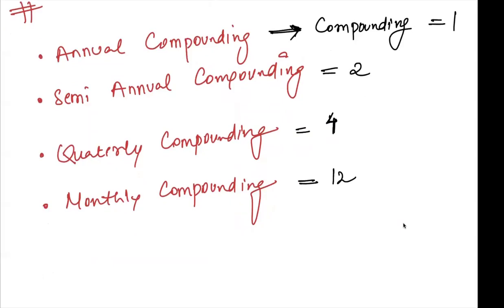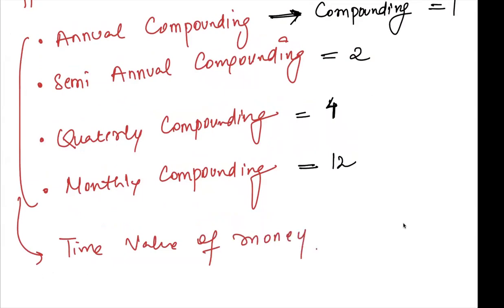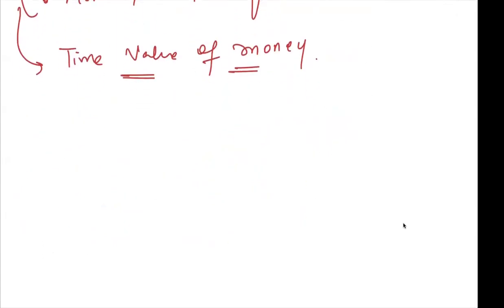Now you might be thinking, how will this affect our time value of money? Okay, let me tell you. Let's say you have $1,000, and this is compounded annually.